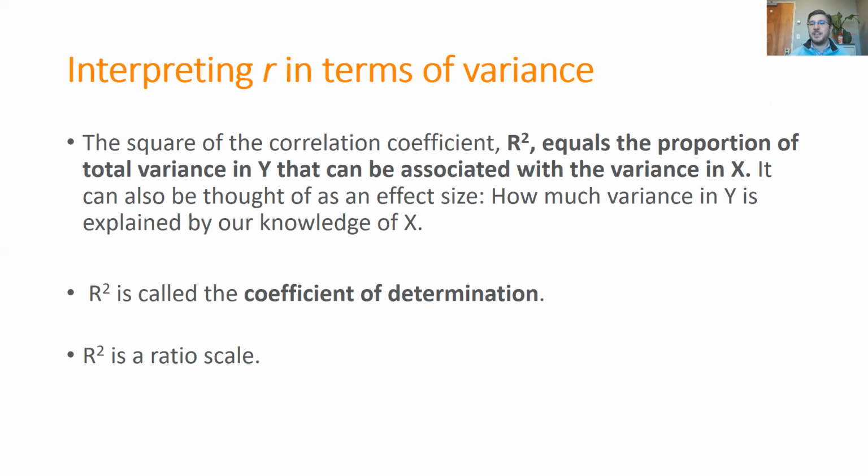If the R squared is 50%, then it's saying that our knowledge of X can explain 50% of the variability in Y. There's still another 50% of the variability in Y that's unaccounted for by X. So the R squared, just squaring the correlation coefficient, is called the coefficient of determination. It tells you the proportion of variance in our outcome that can be explained by our independent variable.